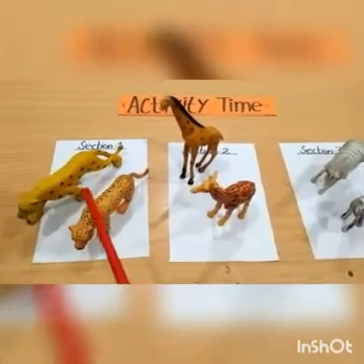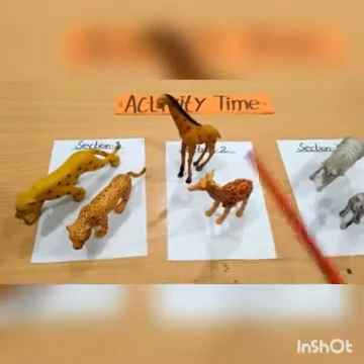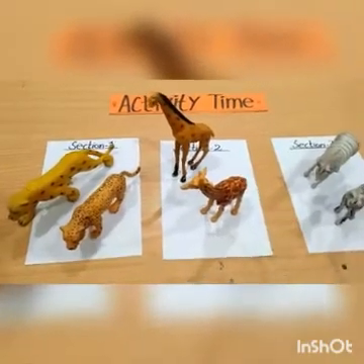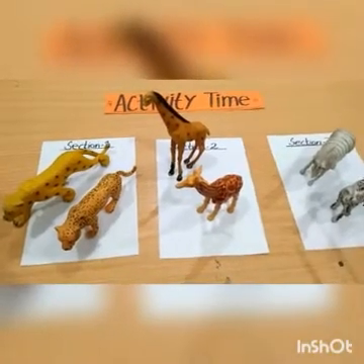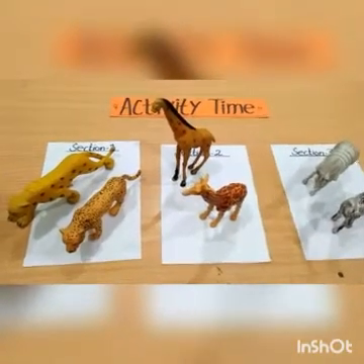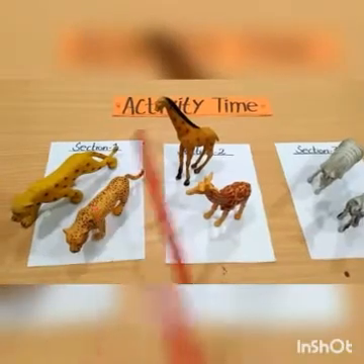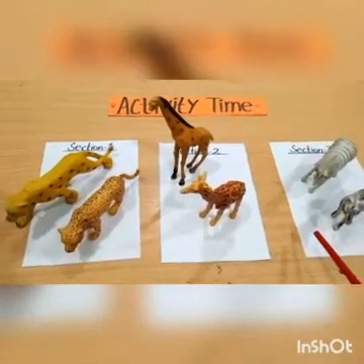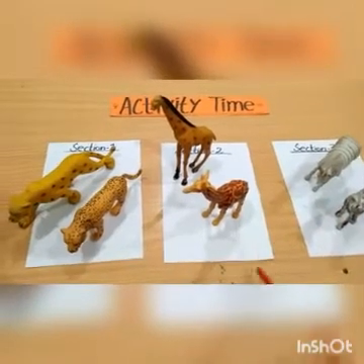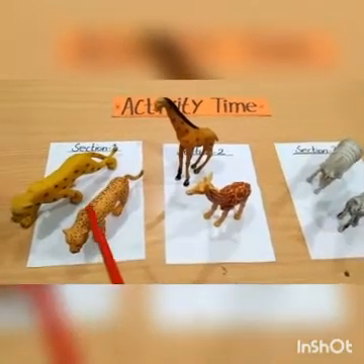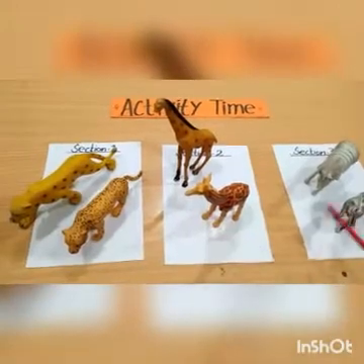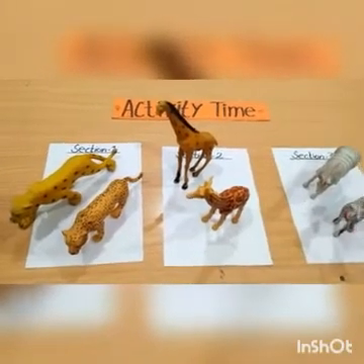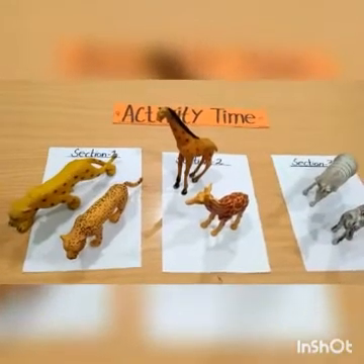In section 1 there are 2 tigers, in section 2 there are 2 giraffes, and in section 3 there are 2 zebras. 2 tigers plus 2 giraffes plus 2 zebras equals 6 animals. 3 times 2 equals 6. There are 6 animals altogether.